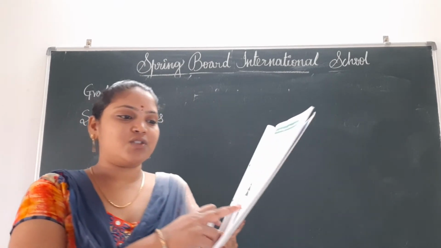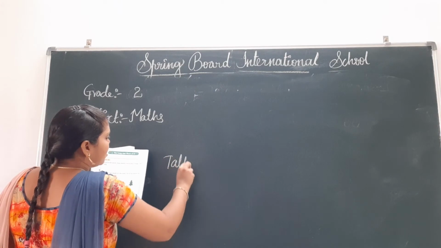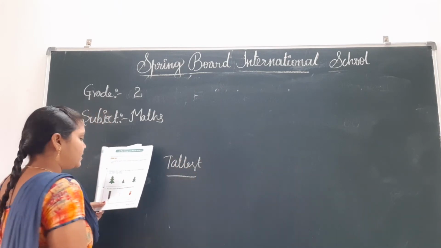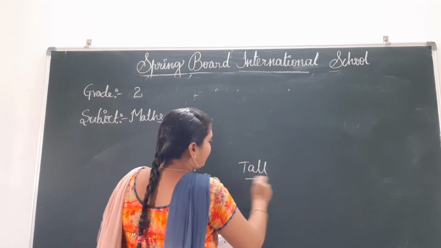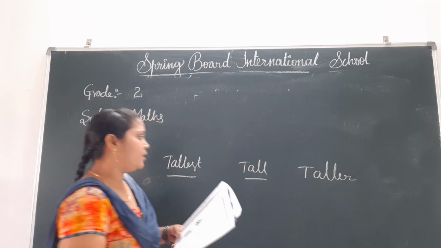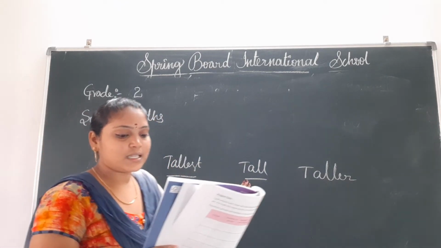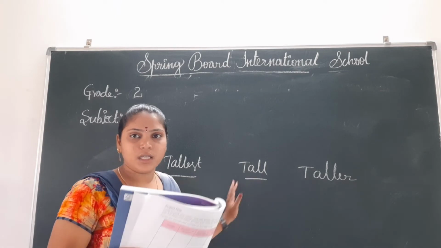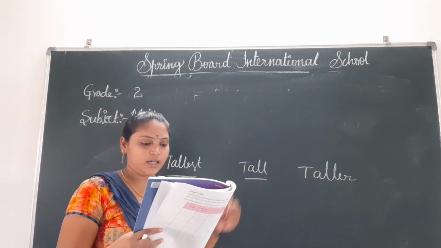Here the first one is very tall, so that means it is tallest. The second one is shorter than these two trees, so you have to write tall, and the third one is taller.